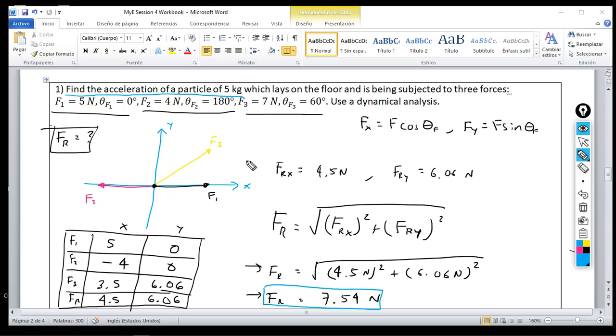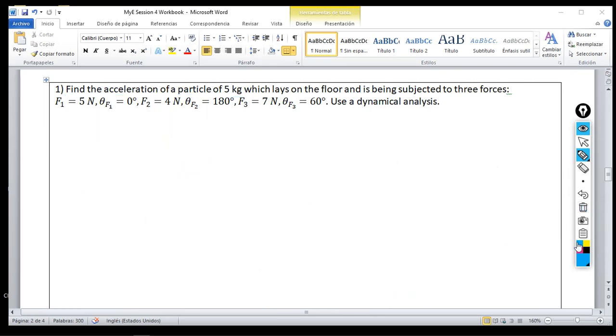First I'm gonna erase everything. I don't need any of this anymore. All of this process in the end is so that you get this value. Once you have this value, you can erase everything. So let's memorize this value, 7.54. Let's write it here, newtons. And now let's find acceleration.